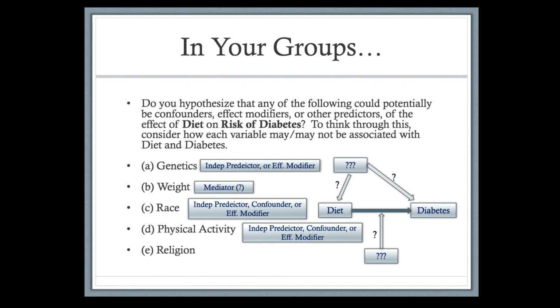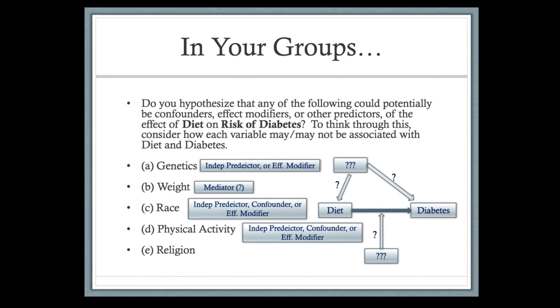Do you think that religion should be predictive of diabetes? I would think probably not. Being religious or not, or being of a particular religion should not really be predictive of whether or not you'll develop diabetes. So right there I'm thinking it's not an independent predictor, therefore it cannot be a confounder if it's not associated with the outcome.